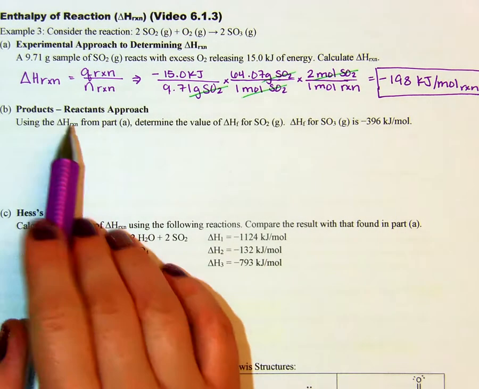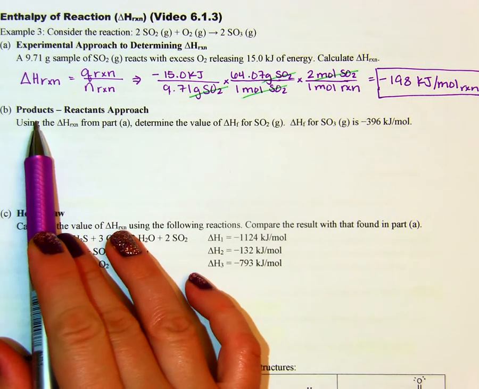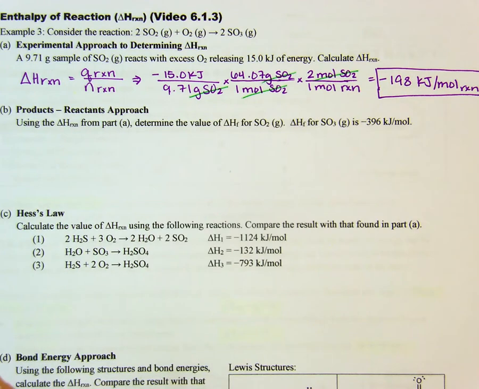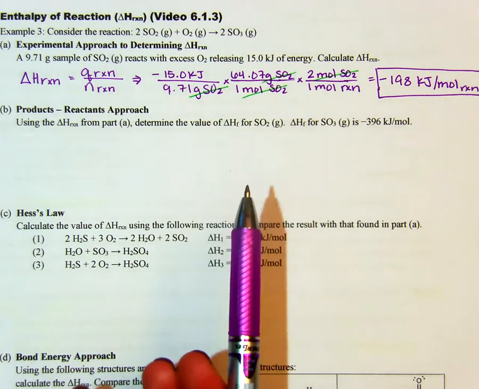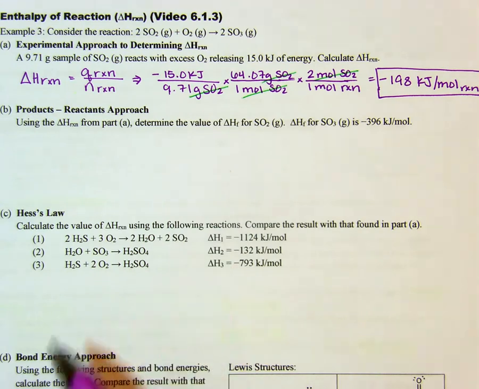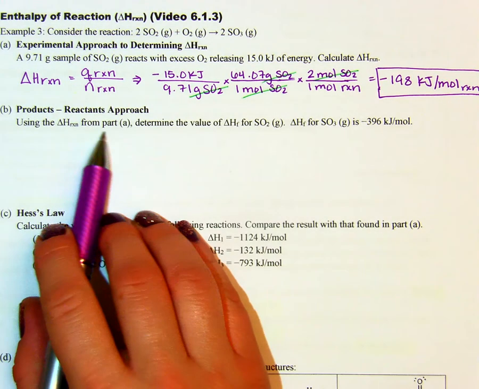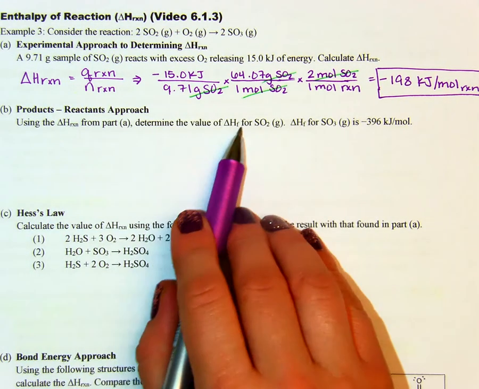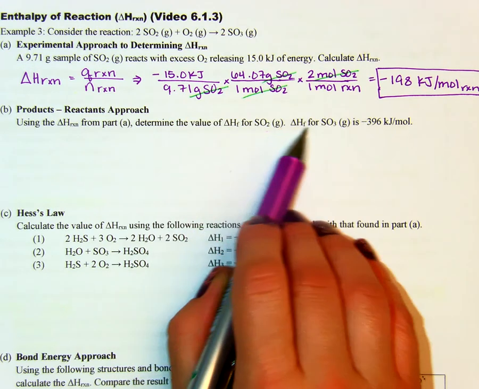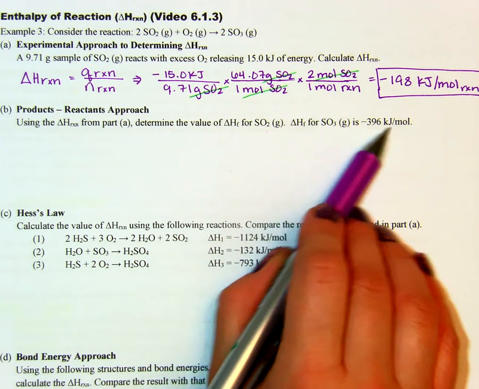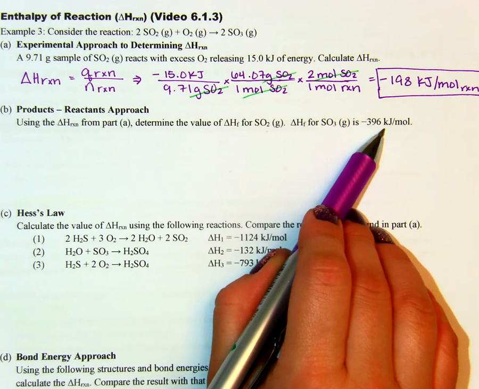Now the next method we can do is the products minus reactants approach. And it's pretty much exactly what it sounds like. We're going to take all the enthalpies of the products, and we're going to subtract the reactants. So, using the delta H reaction from part A, determine the value of delta HF for SO2 gas. Delta HF for SO3 is given to us here, negative 398 kilojoules per mole.